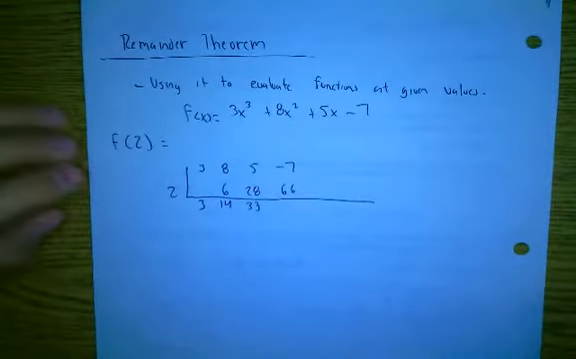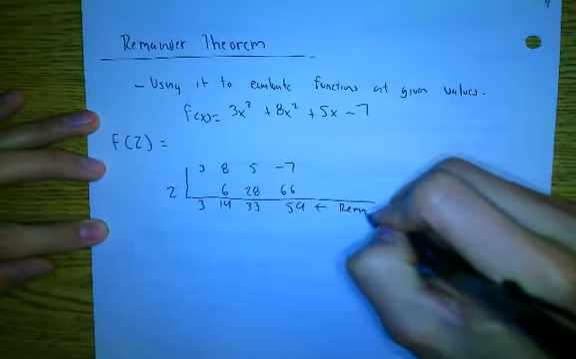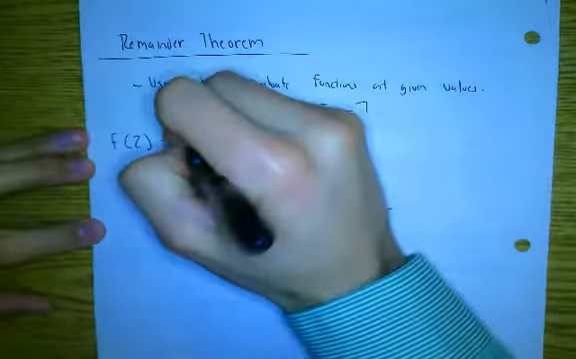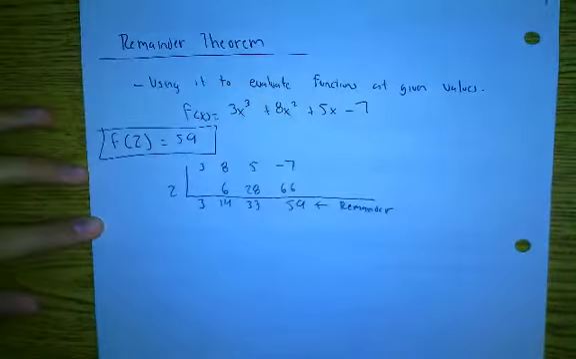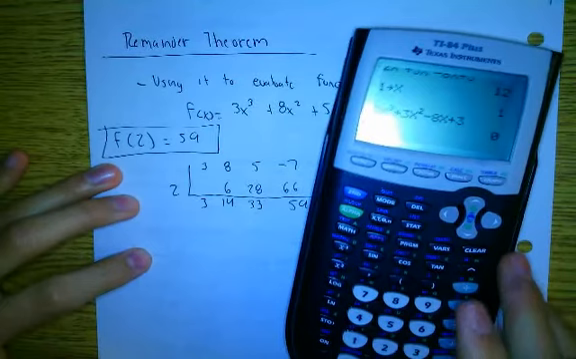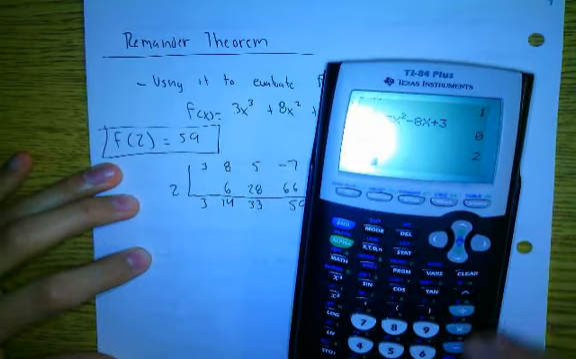So let me ask you, is 2 a 0 of the function? It's not. Do you guys agree? Because you had a remainder. But here's how this helped you out. Your answer is 59. If you plug that value in, I'll prove it to you. So if we say 2 store x, and I'm going to say 3x to the third power plus 8x squared plus 5x minus 7, you get 59. Whoa. Okay?